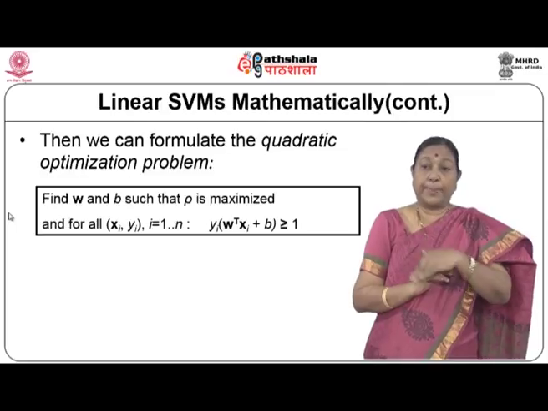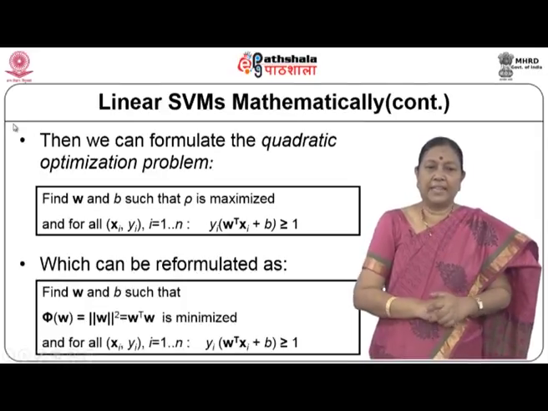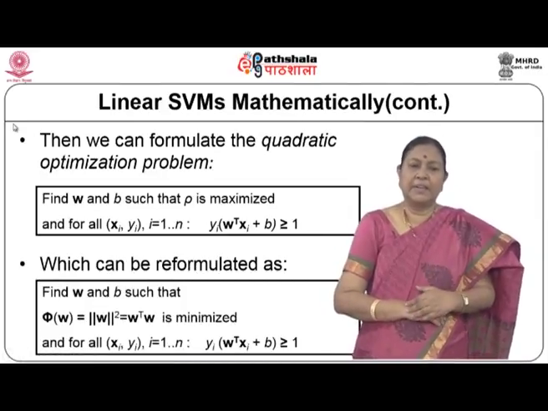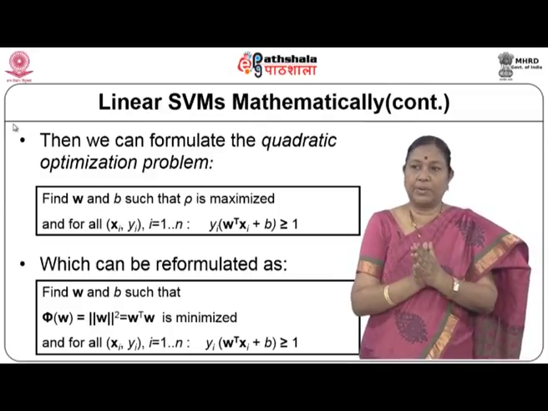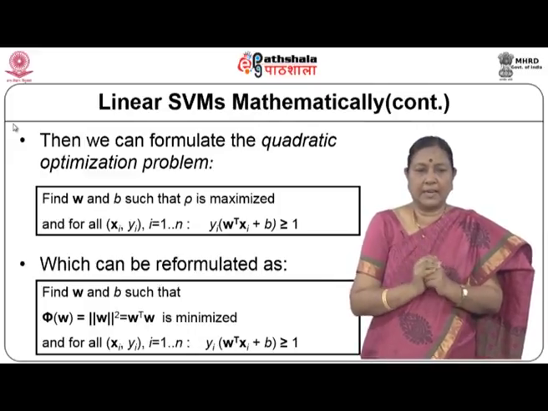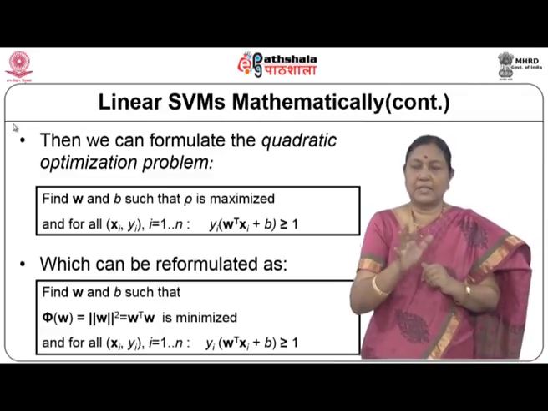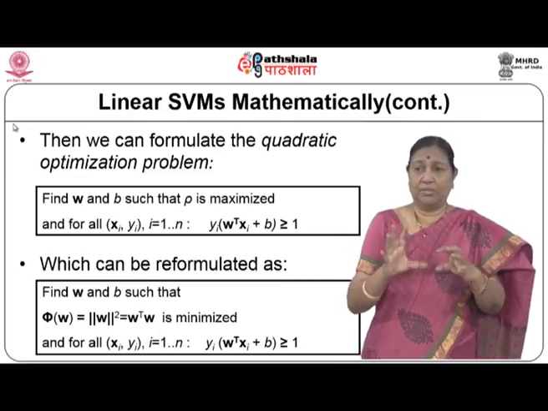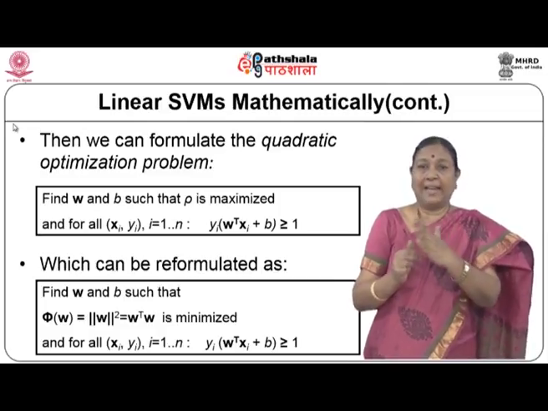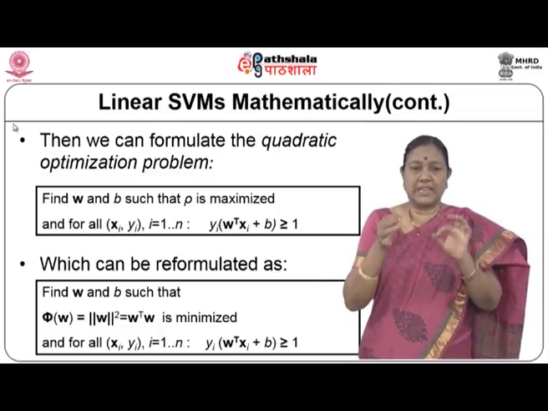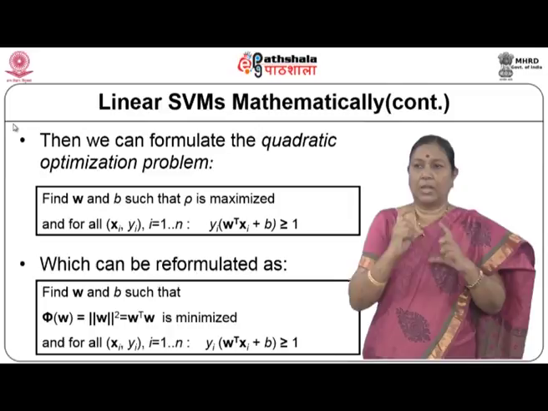That is, we are finding the best plane which maximizes the margin, okay, which can be reformulated as: find w and b such that phi of w, that is w squared, equal to wtw, is minimized. So, we want that to be minimized such that for all data points xi and yi, this is true. So, we do not know which is the support vector, we do not know that, but we want to find a plane, because depending on the plane's angle, the support vectors change. So, for all xi and yi, we want to find the w and b such that this rho or the margin is maximized.